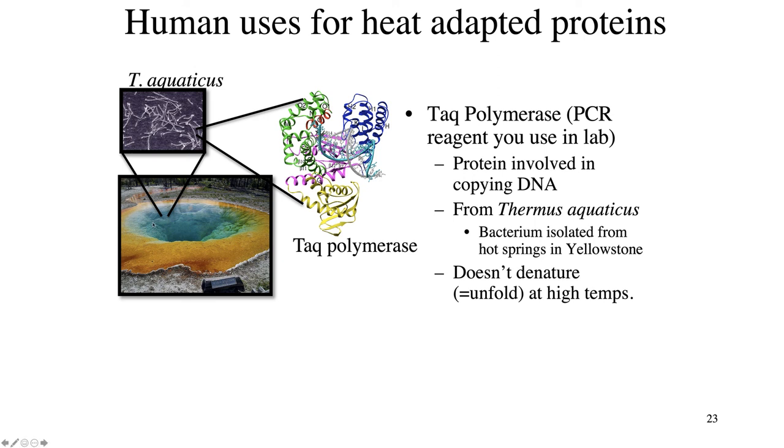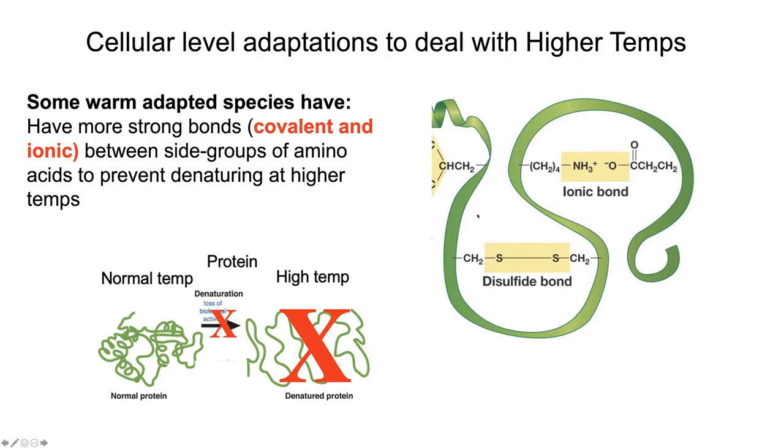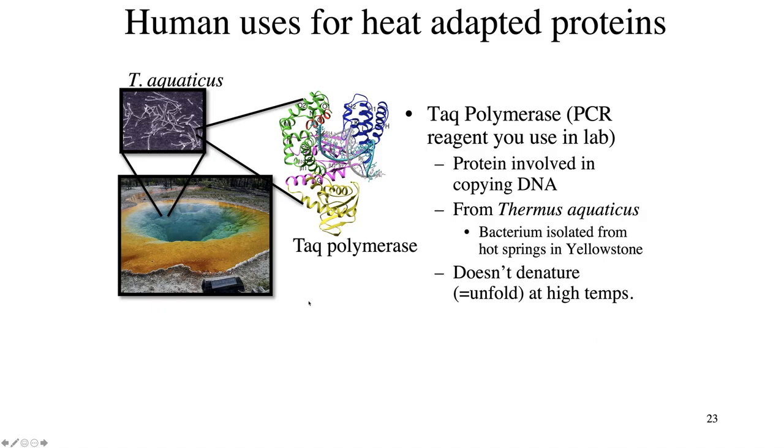For example, in thermal hot springs, we've been able to isolate a bacterium called T. aquaticus, which has a heat-resistant polymerase called Taq polymerase. Taq polymerase hopefully sounds familiar to you. It is the PCR reagent that we've used in lab to do PCR. This is the DNA polymerase that we use during the denaturation step and the elongation step in PCR. Because Taq polymerase has a lot of these stronger bonds, it doesn't denature at really high temperatures. So we can use it at high temperatures to make a new sister strand of DNA, where other polymerases would typically break down and denature.